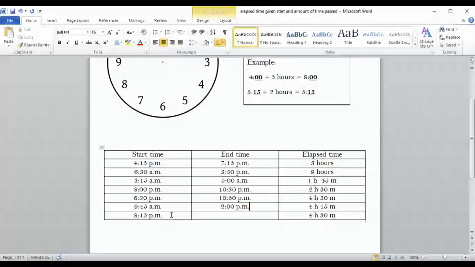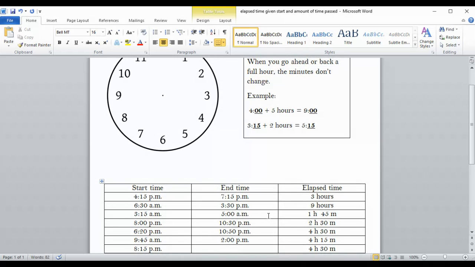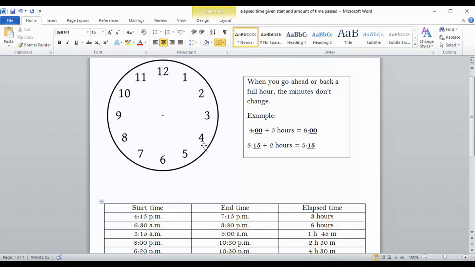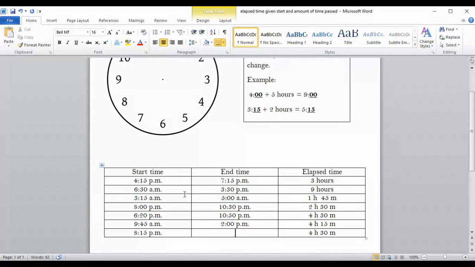If we started at 8:15 in the evening and we added 4 hours and 30 minutes, what time would we end up at? So I'm going to start at 8:15 and go ahead 4 hops. So 8:15, 1, 2, 3, 4. Now I'm at 12:15 if I went ahead a full 4 hours. And then I have to add 30 minutes onto that. So 30 minutes onto 12:15 is going to be 12:45. And since I'm in the 12 o'clock hour, I'm going to change to AM.